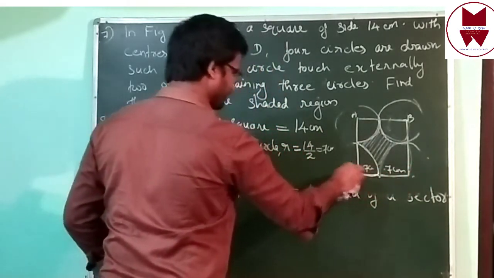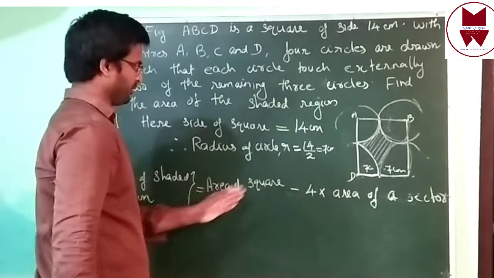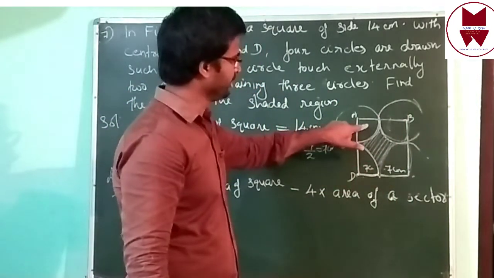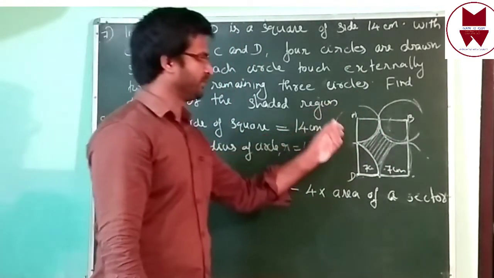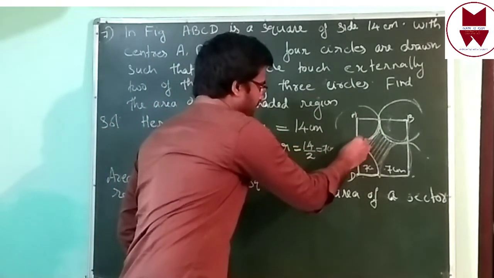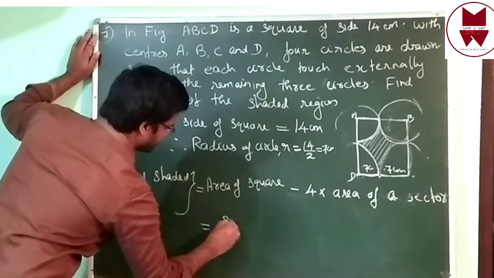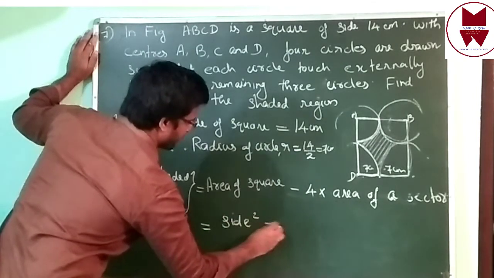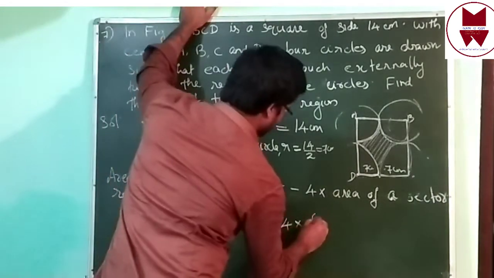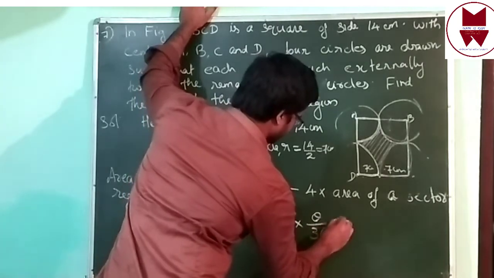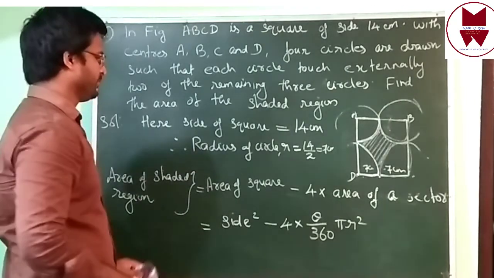Area of sector. First find out area of square, then minus area of these 4 sectors. We will get shaded region. Keep in mind, don't consider the circle, we will consider only the sector. Then area of square is side square, minus 4 into area of sector, which is theta by 360 pi r square.